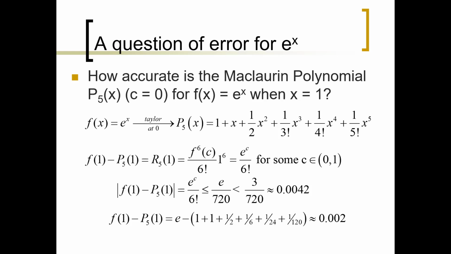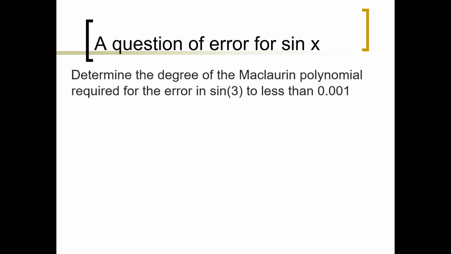In fact, if you just look at the actual difference, look at the function value and the actual polynomial and just subtract them, the actual error is less than that. It's only 0.002. Let's reverse that question. This time I'm going to give you the error, and I want to know what degree polynomial will result so that the difference between the sine function at 3 and the polynomial of this degree at 3 will be less than 0.001 in absolute error.